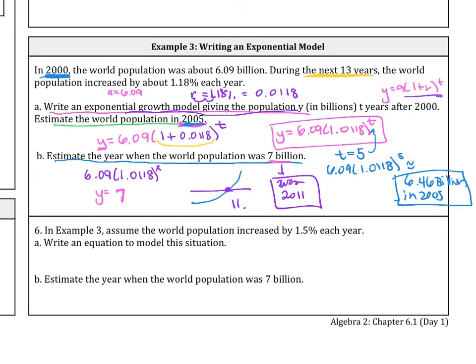So in example 3, assume the world population increased by 1.5% each year. So estimate the year when the world population was 7 billion. So write the equation, and then you just estimate when the world population was 7 billion using Desmos again.